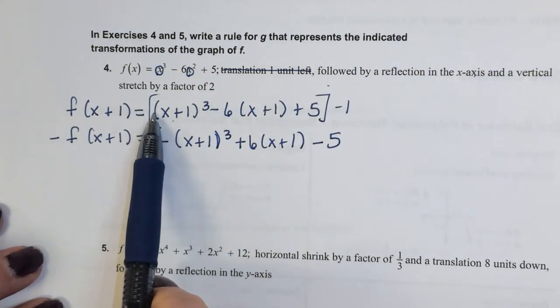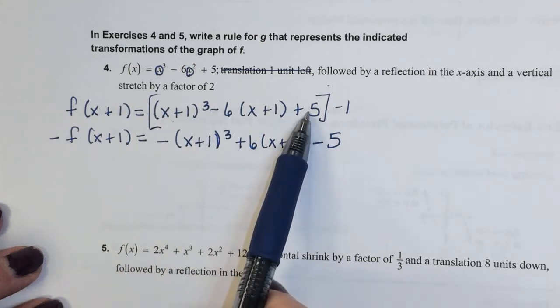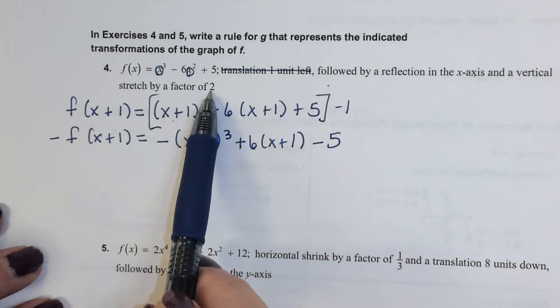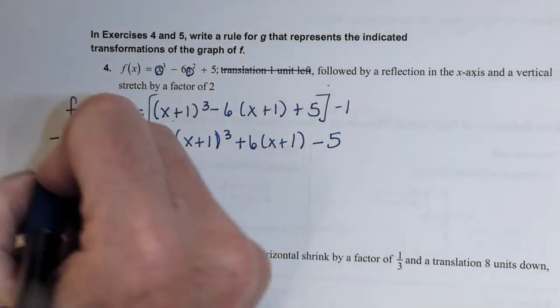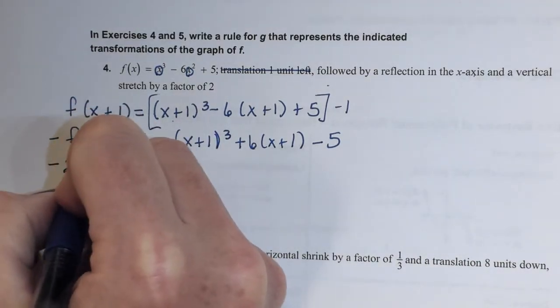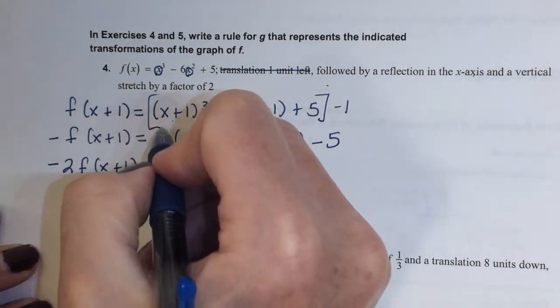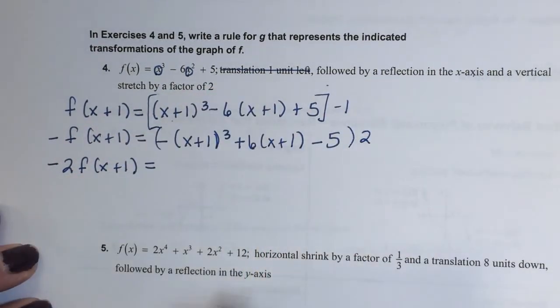This term right here got multiplied by a negative. This term did, and this term did. Finally, we have to do a vertical stretch by a factor of 2. Well, that means I'm going to have to take my entire function that I have at this point, and I'm going to have to multiply it by 2. Everything has to get multiplied by 2.